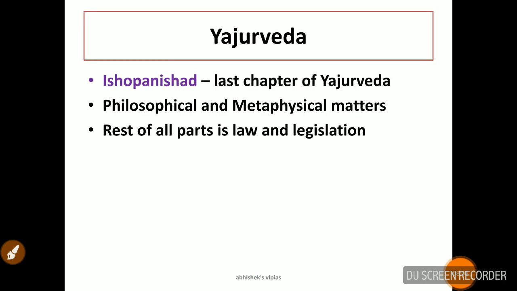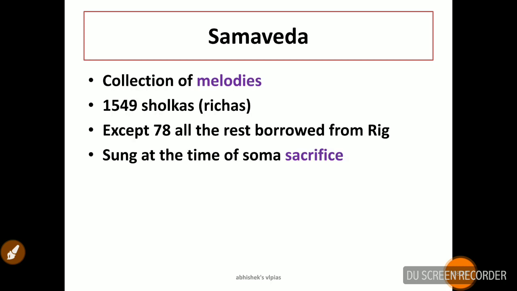And in the last chapter of the Yajurveda, there is one special thing called Ishopanishad. Why is this Ishopanishad very important? It is the chapter where we talk about philosophical and metaphysical matters. It is the only portion of the Yajurveda where they talk about philosophical and metaphysical matters. All the other parts of the Yajurveda talk about law and legislation related to the prayers. So don't forget Ishopanishad.